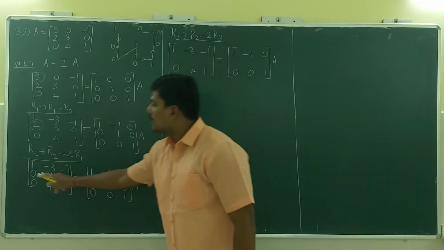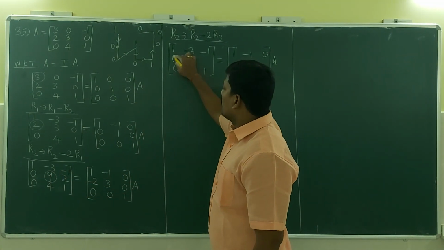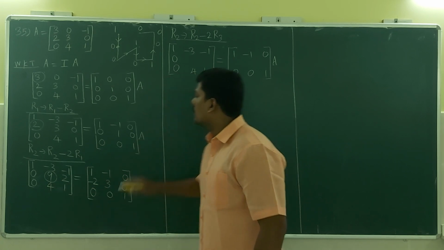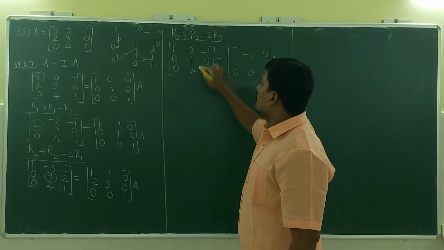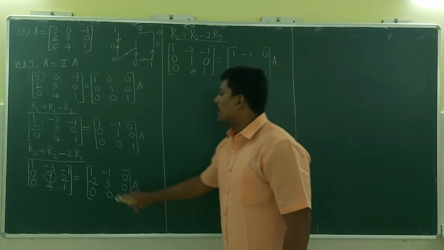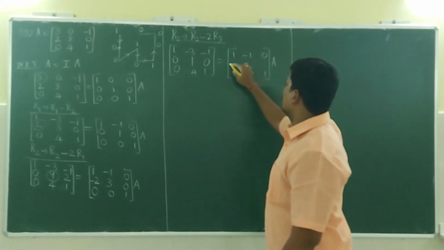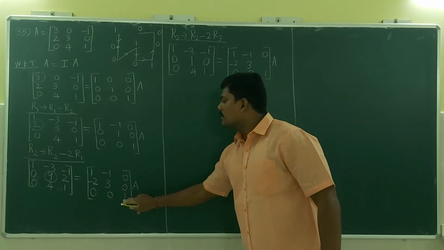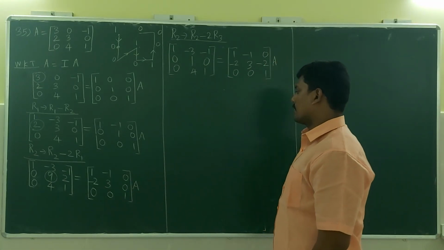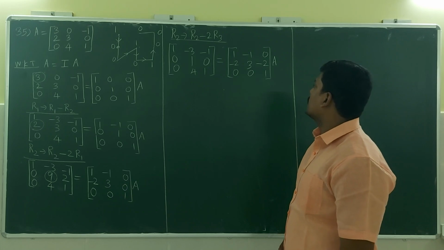So 0 minus 2 into 0 is 0. 9 minus 2 into 4 is 1. 2 minus 2 into 1 is 0. Minus 2 minus 2 is 0, minus 2. 3 minus 2 is 0, 3. 0 minus 2 into 1 is minus 2.